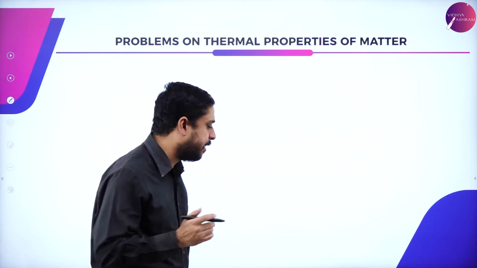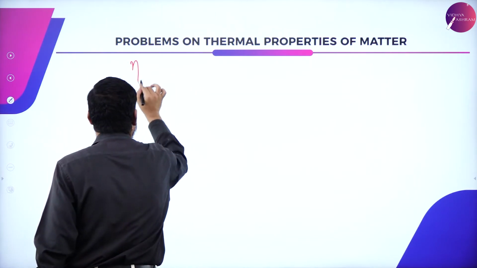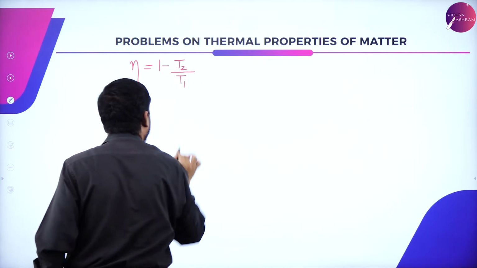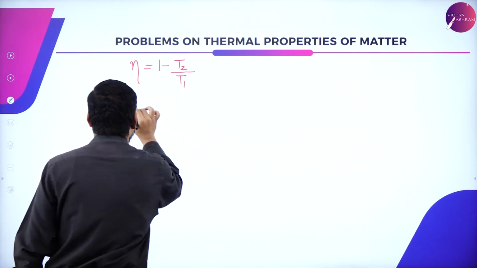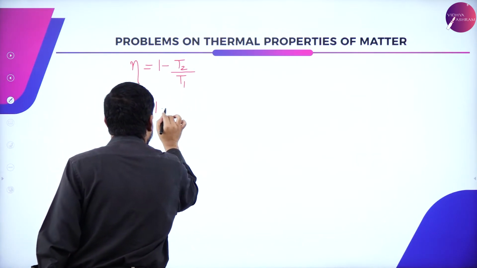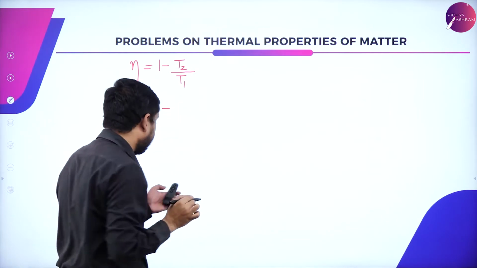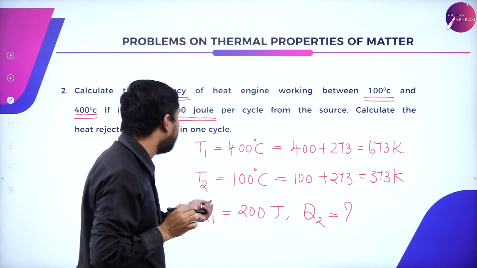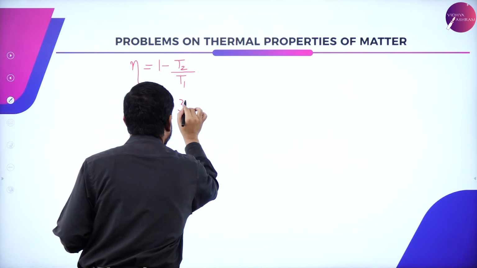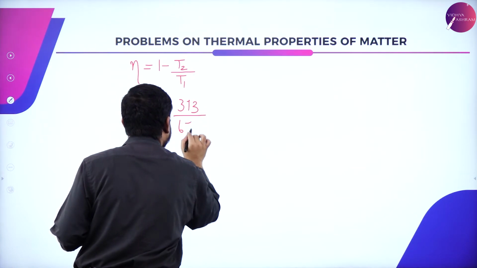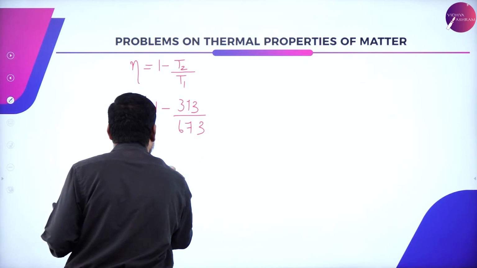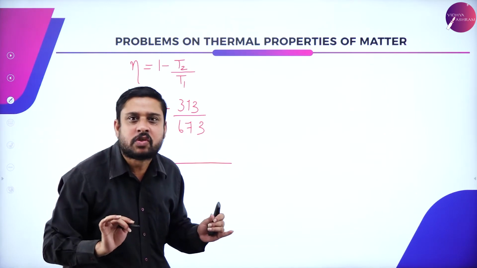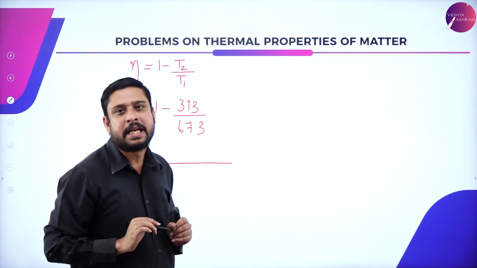First, efficiency again. So eta is 1 minus T2 by T1. So eta is 1 minus T2 is 373, T1 is 673, 373 by 673. This is a small assignment for you all. I want you all to do this simplification, which is not a tough task. Simple calculation.